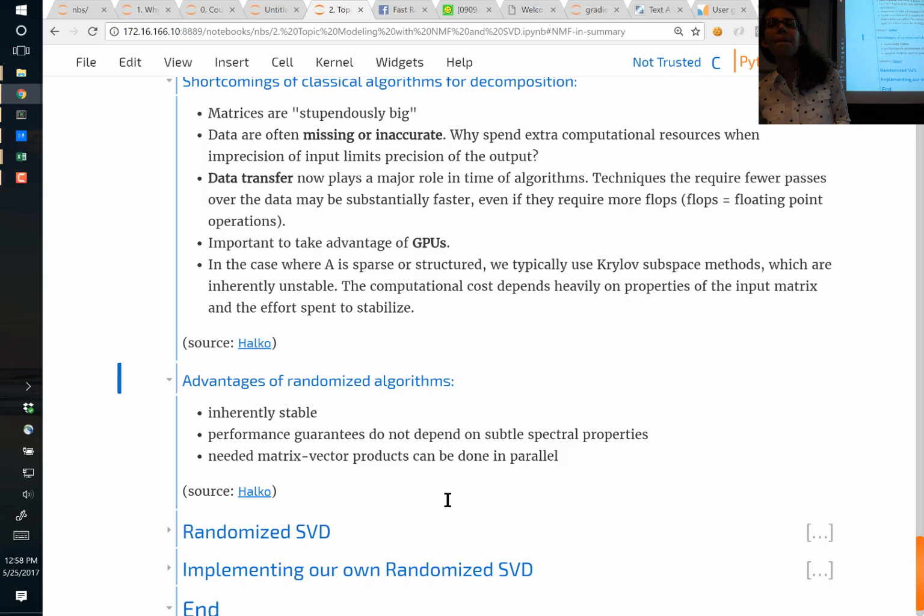You started this by talking about truncated SVD, and now you're talking about randomized algorithms. What's the relationship between them? Oh, and so we will be using a randomized algorithm to calculate the truncated SVD more efficiently. Okay, great, thank you.